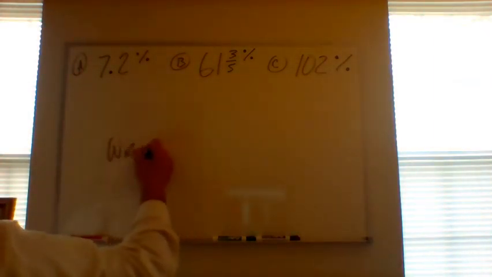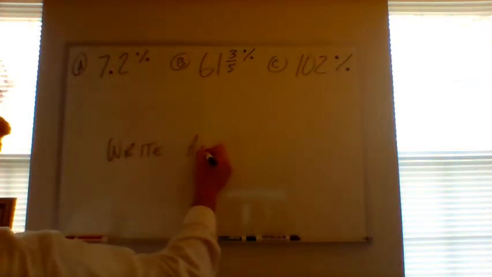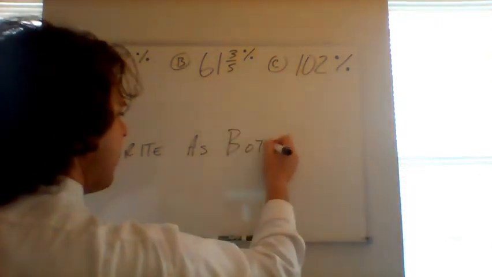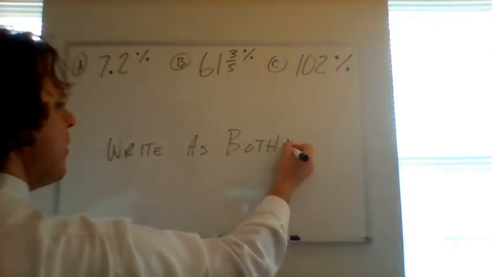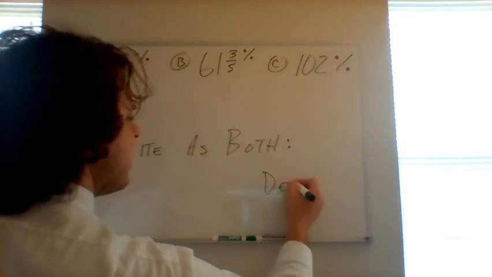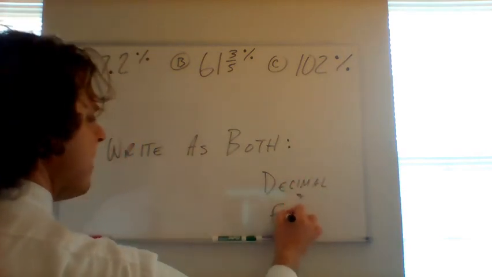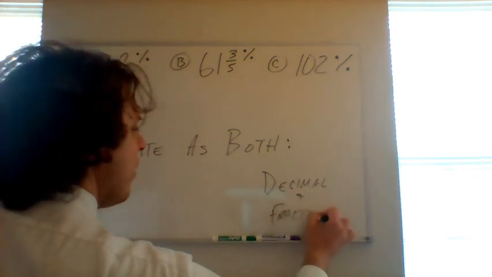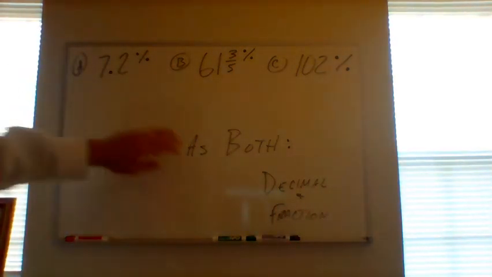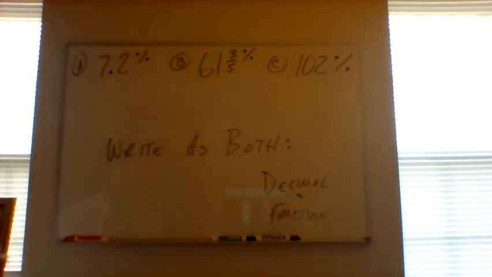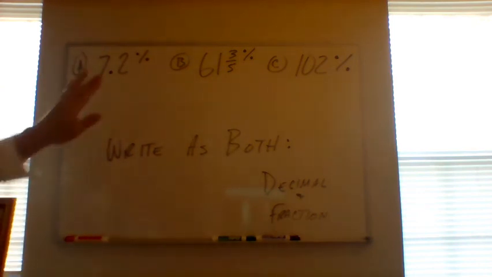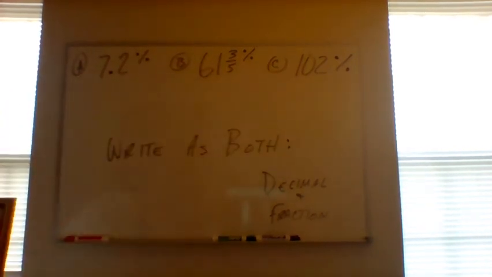Write them as both, right? You should be writing them as both things: decimal and fraction. Remember, your answers, when we write them as a decimal and a fraction, you should no longer have a percent sign. Okay, those disappear when we change them.